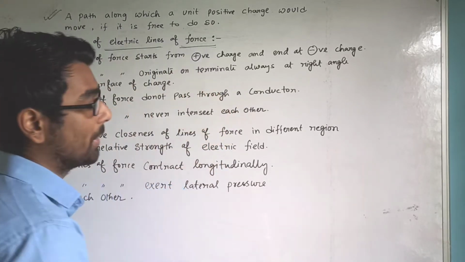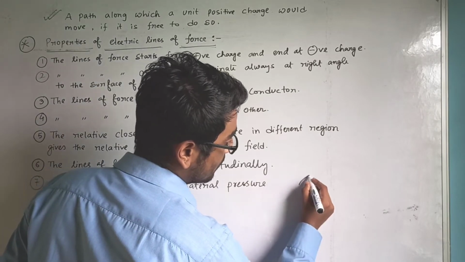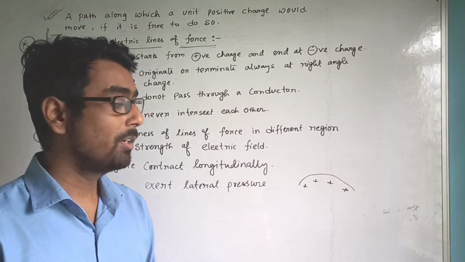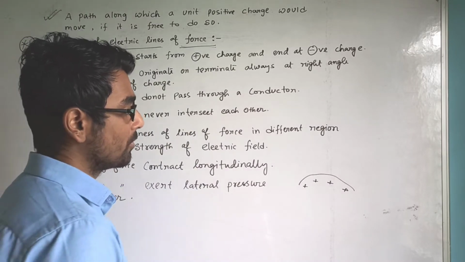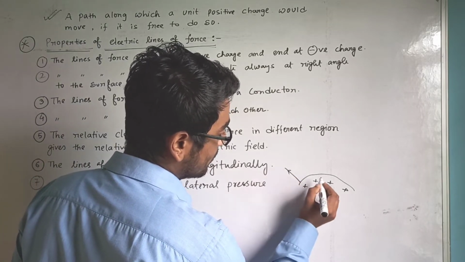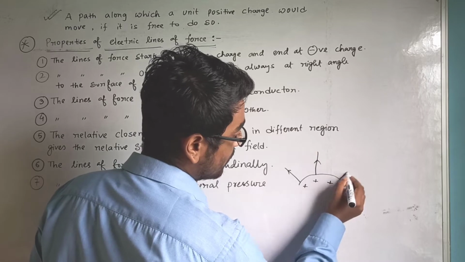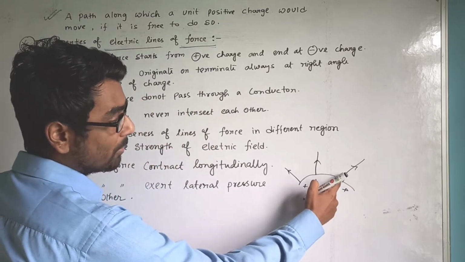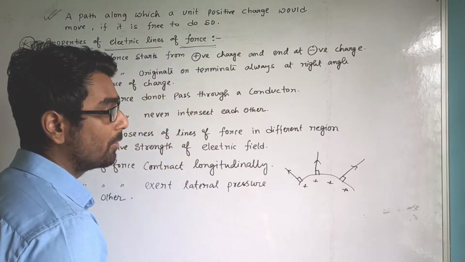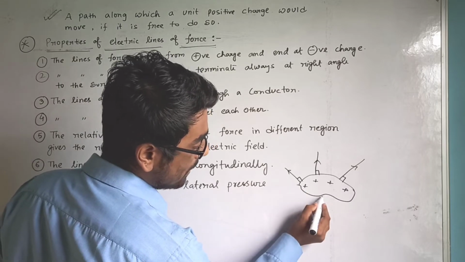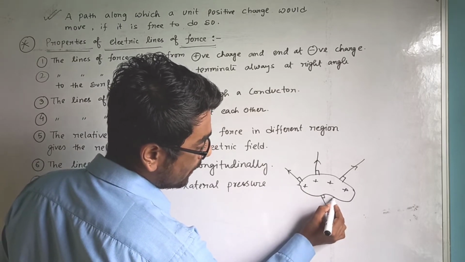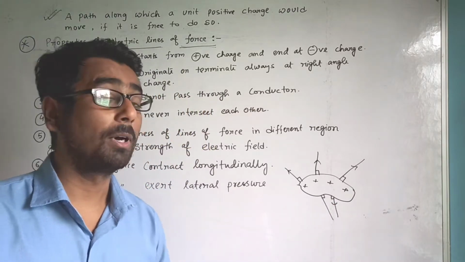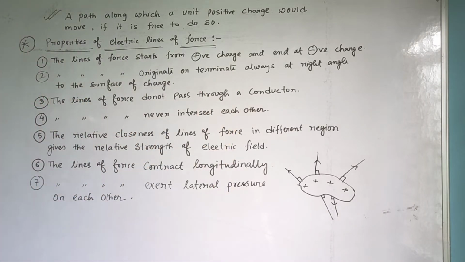Let me make it clearer by giving one more simple example. Suppose there is a surface having charge, so it will emit electric lines of force or electric field. So the electric field will be like this. As it is positive, it will emit. See, at each point the electric field is perpendicular to the surface. Here also perpendicular, here also perpendicular. If the surface is bent like this, at that point it will again be perpendicular, and at that point it will again be perpendicular. So the electric lines of force always remain perpendicular to the surface of charge.